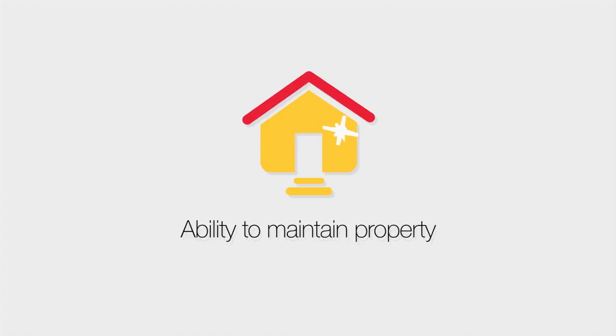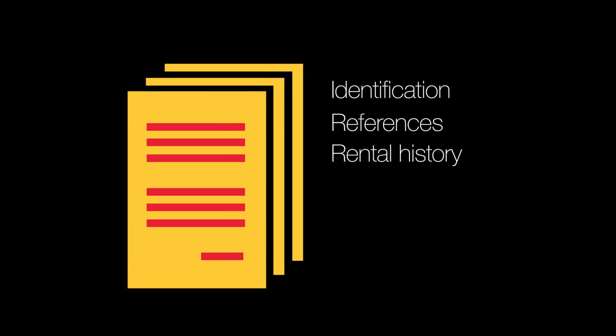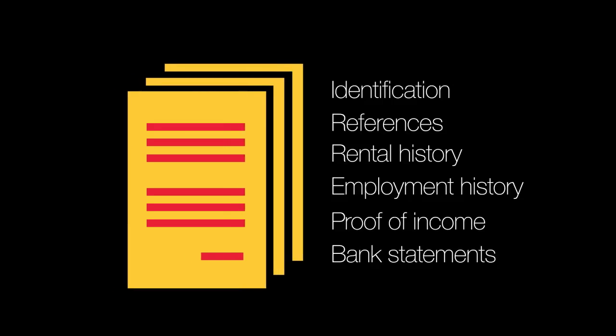When applying for a rental property, you need to show your ability to pay the rent, ability to maintain the property, and you will need to provide documents such as your identification, including photo ID. References: rental history, employment history, proof of income, bank statements.